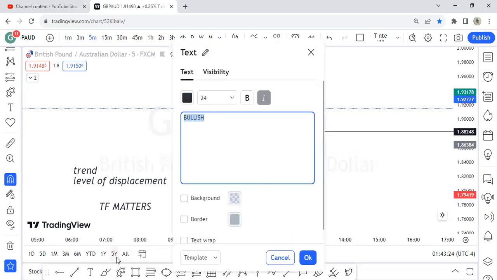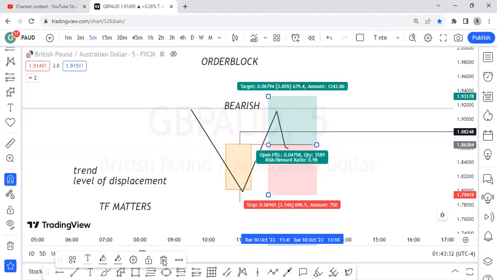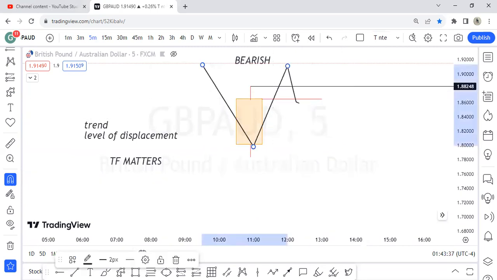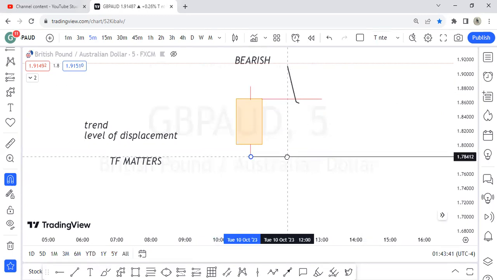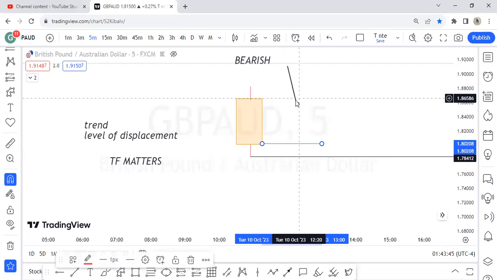So let's quickly type that in, bearish. For a bearish order block, you have to understand that we consider what they lose. In this scenario, we're considering what they lose, so we can take this off. Now the lows have become important. So we're considering the lows, and also this lower level. This is for a bearish order block.